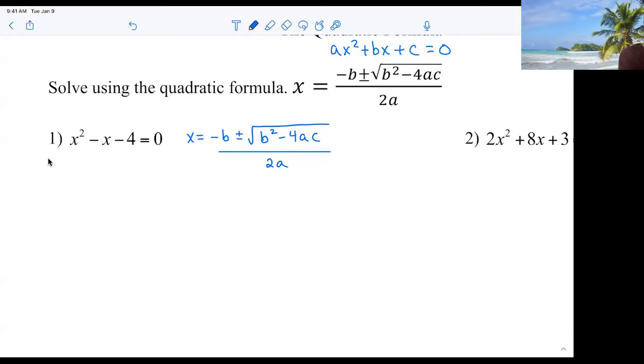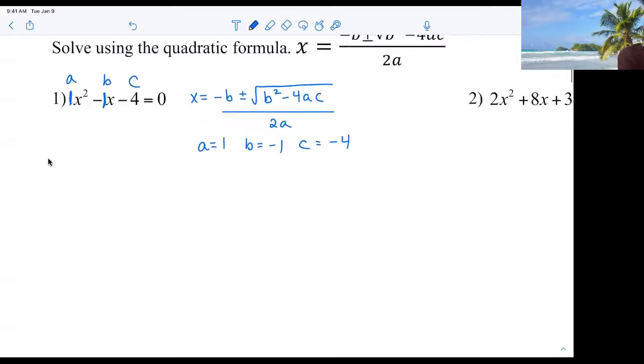Now, I want everybody underneath the formula to write a equals. Who can tell me what a equals? 1. Very good. What does b equal? -1. Very good. And what does c equal? -4. Beautiful. All right. Now, how did I get that? This is a 1. This is a -1. A, B, C. Now, literally, all you're doing is plugging the numbers in. All right, that's all you're doing.